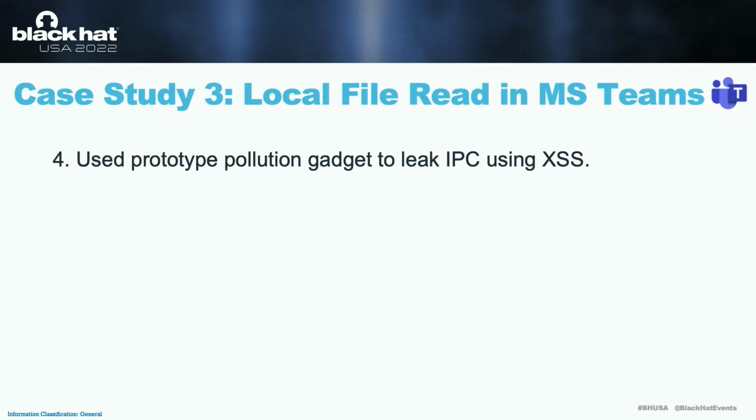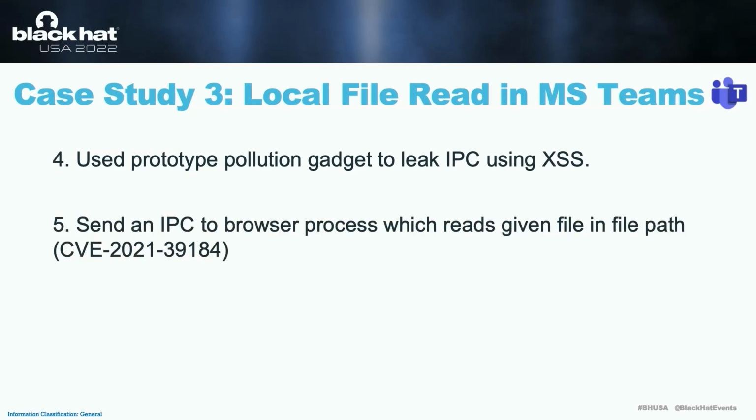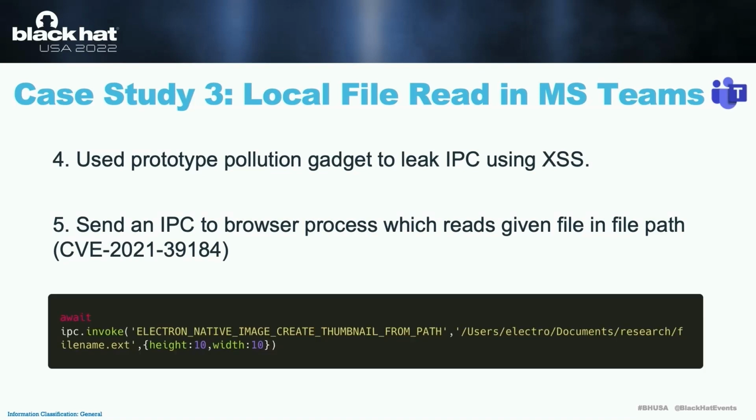So we use a prototype pollution gadget to leak IPC using our XSS. And once we leak IPC, we leak Electron's internal IPC, which is ipcRendererInternal, to make an IPC call to a browser process which reads a file given a path. So think of it as a file read or local file inclusion attack. And this was a misconfiguration within Electron, which was fixed in Electron version 15. And as you can see, you can perform an IPC invoke with this Electron internal API and supply a pathname. So let's look at the demo of how this is going to work.